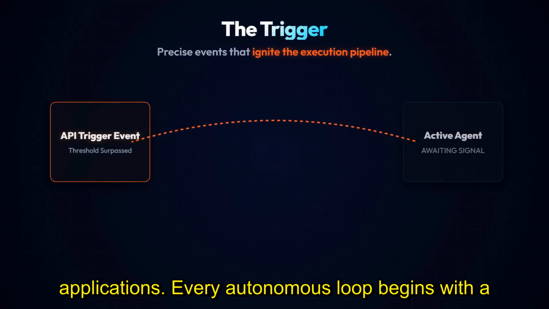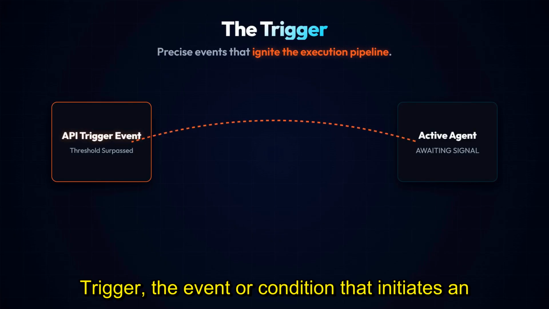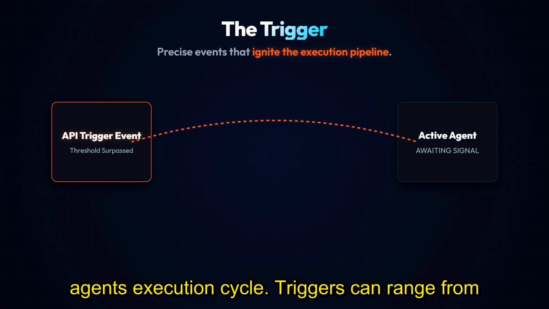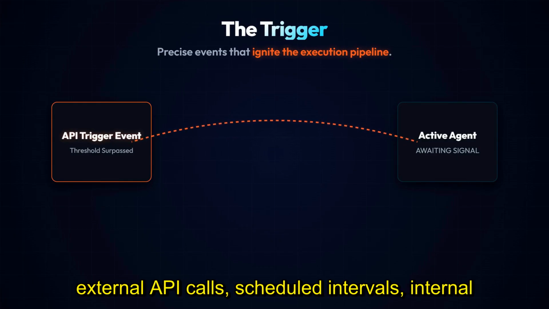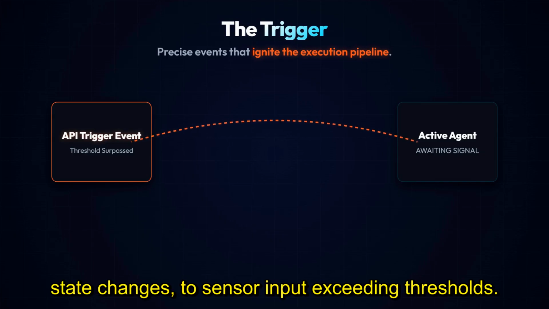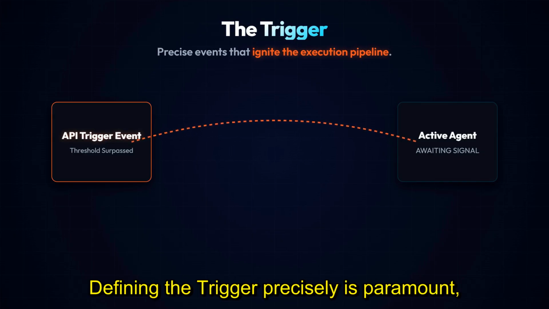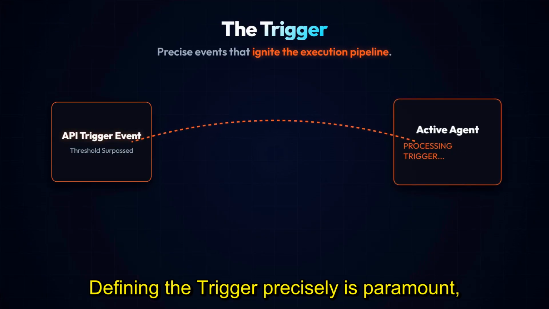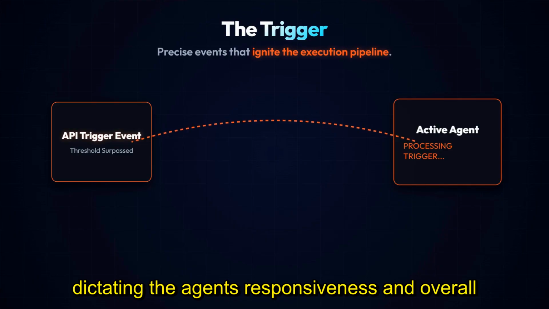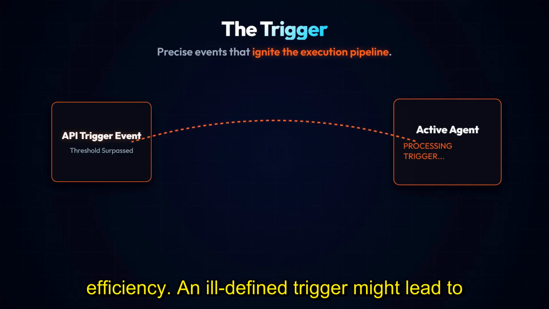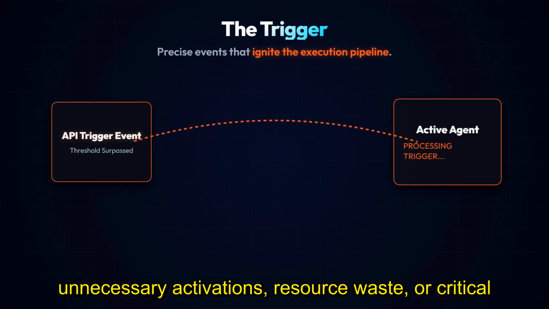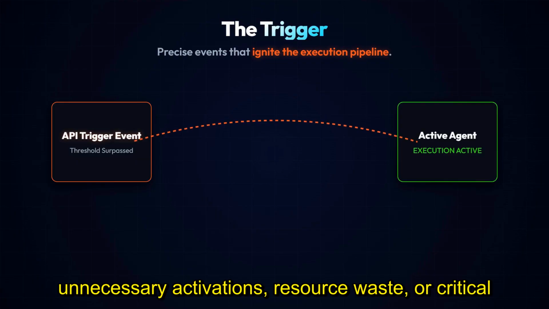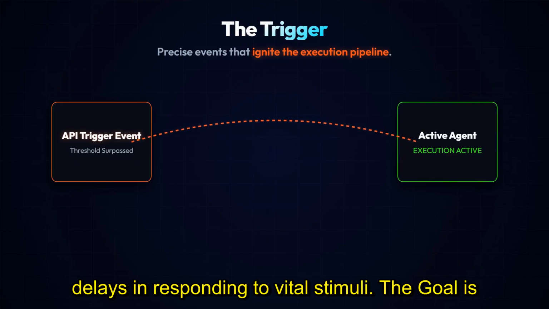Every autonomous loop begins with a trigger, the event or condition that initiates an agent's execution cycle. Triggers can range from external API calls, scheduled intervals, internal state changes, to sensor input exceeding thresholds. Defining the trigger precisely is paramount, dictating the agent's responsiveness and overall efficiency. An ill-defined trigger might lead to unnecessary activations, resource waste, or critical delays in responding to vital stimuli.